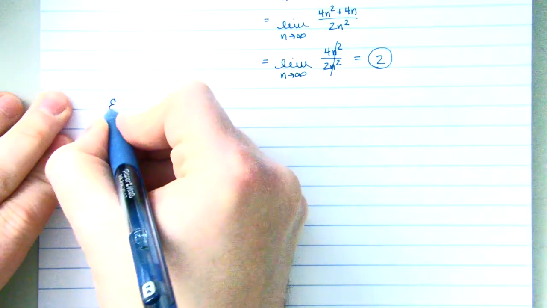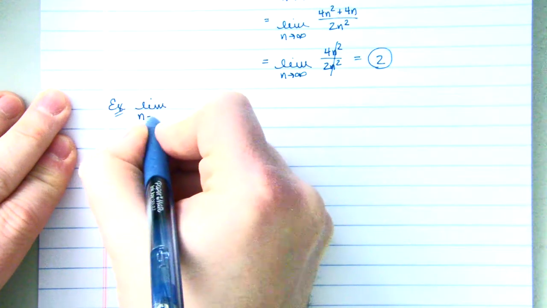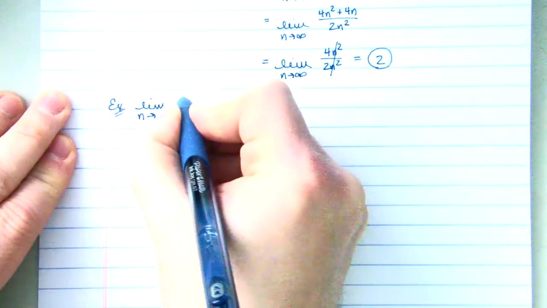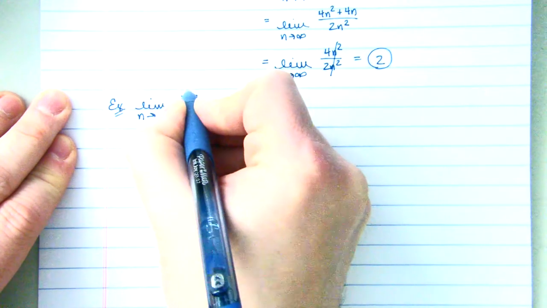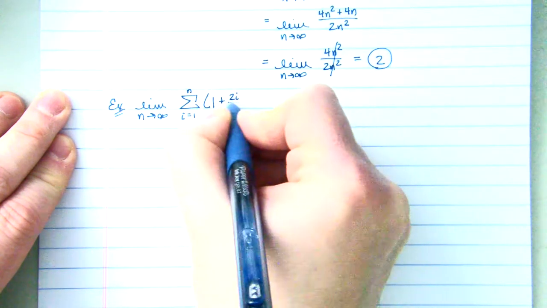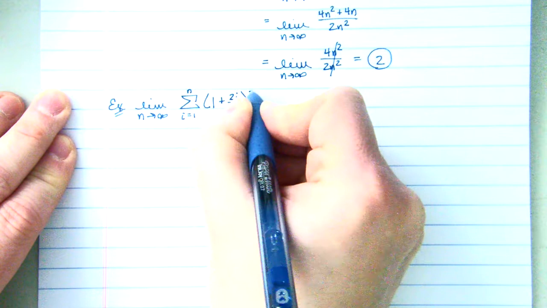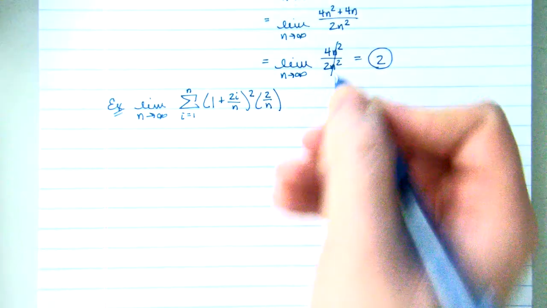Okay, I'd like to take a look at the limit as n approaches infinity of the sum as i goes from 1 to n of 1 plus 2i over n, squared, times 2 over n.